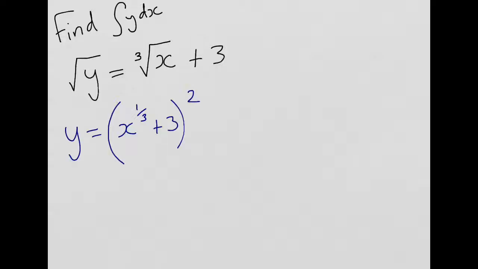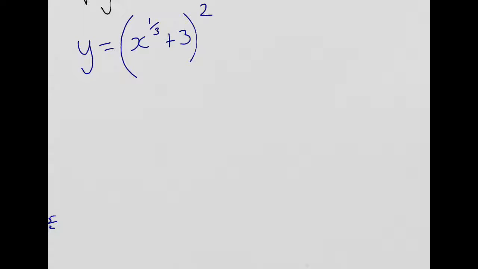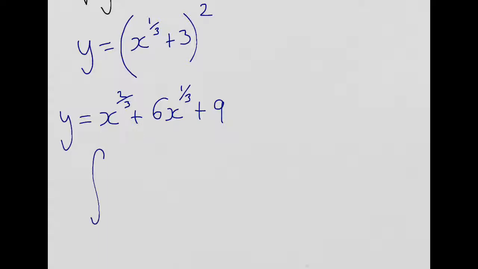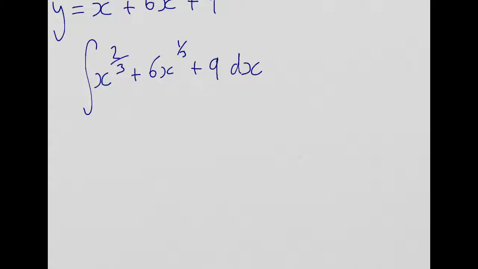So this is what we get. So the whole thing has to be squared. Now I can expand these brackets like you guys would have at GCSE, but a little bit more difficult. And now we've got an expression which we can integrate. So integral of x to the 2 over 3 plus 6x to the power of a third plus 9 dx. So we're going to do that thing, raising the power by 1, divide by the new power, is the basic rule you want to remember for integration.